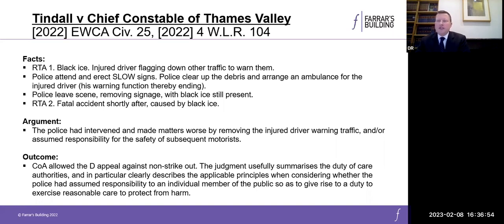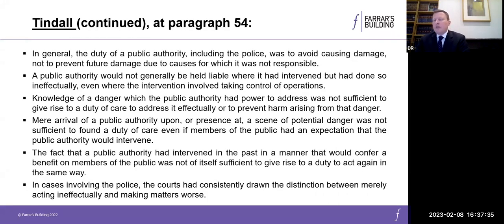And at first instance, Master McLeod didn't strike out the claim, holding that it wasn't bound to fail. But the Court of Appeal have allowed the appeal from that decision. And their reasoning very usefully summarises the duty of care authorities, but in particular, it carefully and clearly describes the applicable principles that apply when considering whether the police have assumed a responsibility to an individual so as to give rise to a duty of care to protect from harm from a third party. And it's a difficult task for a claimant to establish. Paragraph 54 of the judgment is where this is all set out.